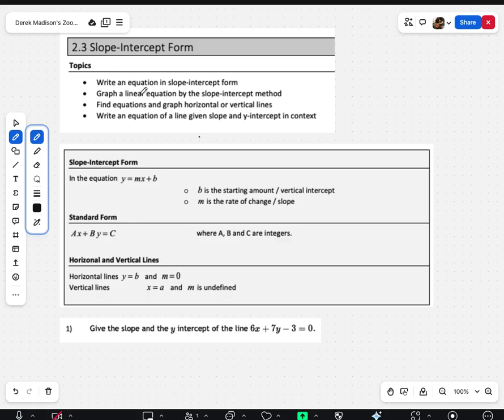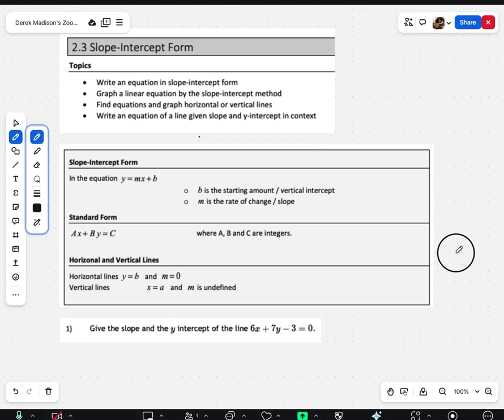We're going to graph using the slope and the intercept, which is actually a really good way to graph things. We'll look at a couple of special cases, which is horizontal and vertical lines. And then we'll write an equation of a line given kind of a verbal description.